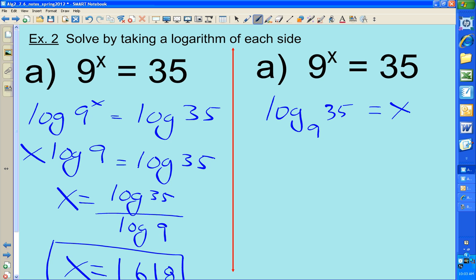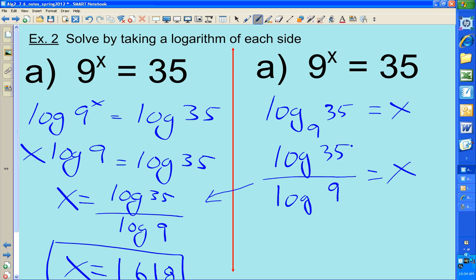So we've already got x isolated here. And base 9s, Max didn't do it. Ellie, did you do base 9s? What base do you want to use? How come? It's on the calculator. So let's change this to base 10, and we're going to get common log of 35 over common log of 9, which is exactly what we got right here.